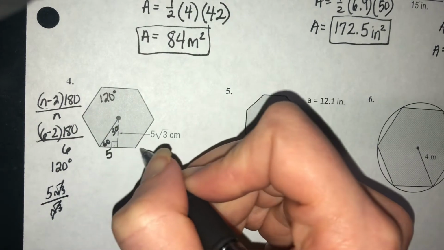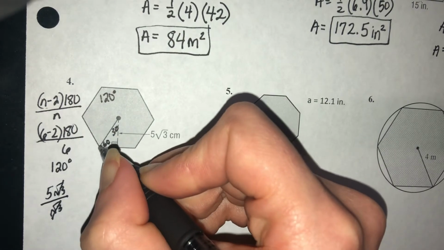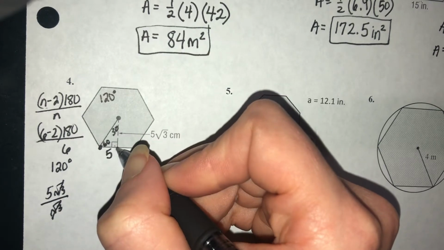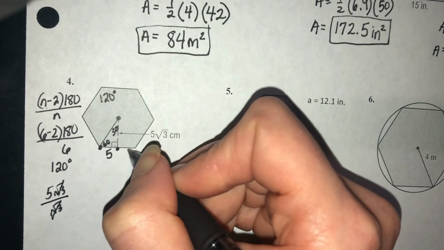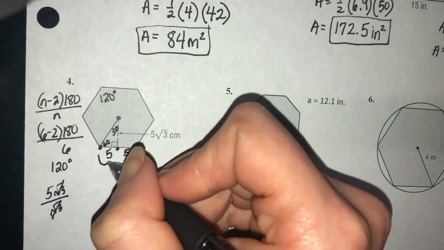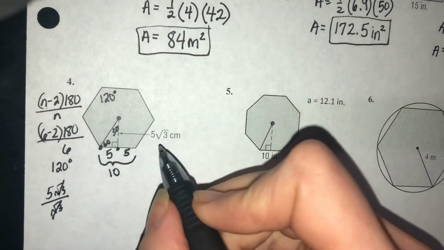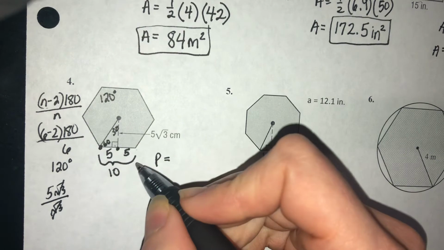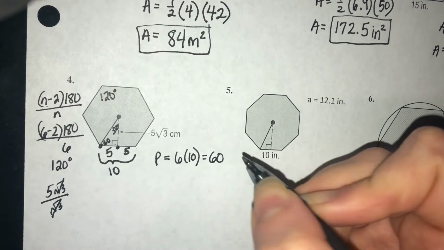Now, that is not how long the whole length of the side of the hexagon is, because this is just this short leg of this triangle. But since the apothem meets the side at the midpoint, that means the other half of the side is also 5, and so this entire side length is 5 plus 5, which would give us 10. So to find our perimeter, each side is 10, and there's 6 sides on this hexagon. So 6 times 10 equals 60.